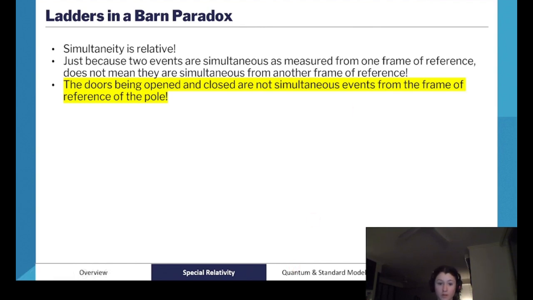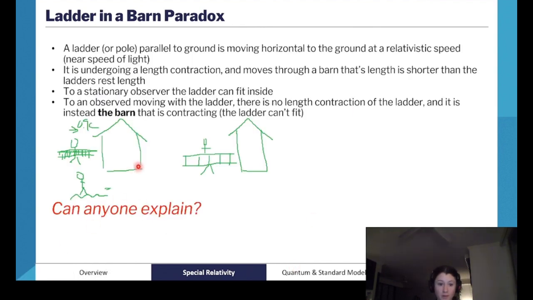So, going back to our diagram, if we have a door at either end of these barns, right? And then, in this person's frame of reference, the person running in can fit in with both of the doors closed at the same time.